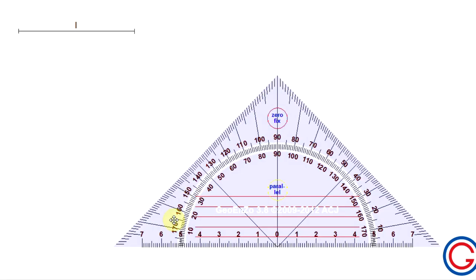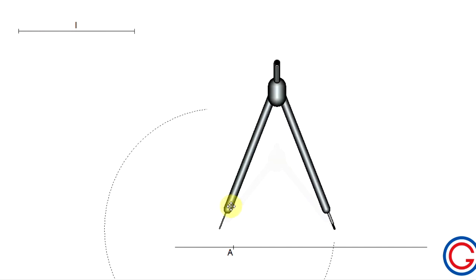Hello. Let's draw a regular hexagon or six-sided polygon giving the length of one of its sides. The regular hexagon is the only regular polygon whose side is equal to the radius of its circumscribed circle. Let's start by drawing a straight horizontal line at the bottom of our page. So now, on the left side of this line, we are going to mark A.